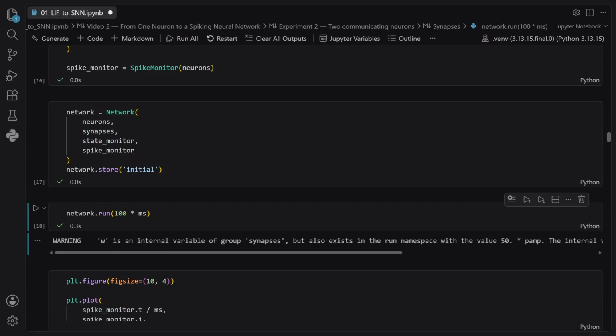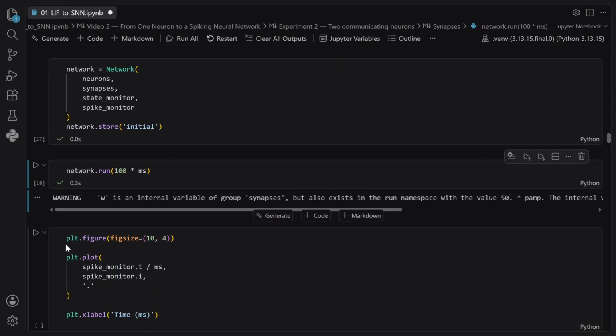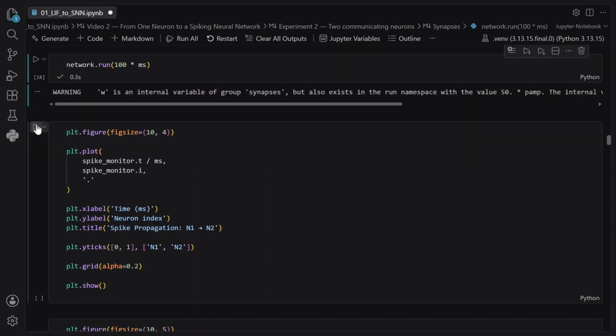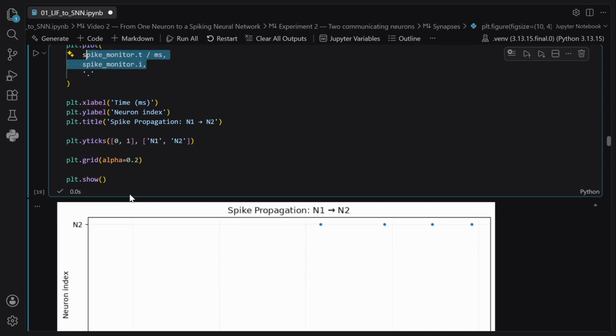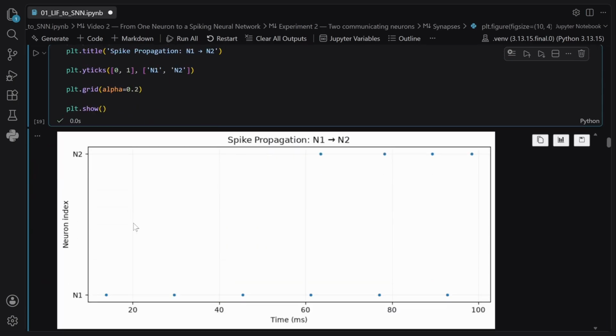It's just telling us which W it's using. Hopefully nothing is wrong. So finally we plot. What are we plotting? Again, we are plotting only spikes at this moment. You can see on the bottom are the spikes from our first neuron, and on the top the spikes from our second neuron. The first neuron is getting constant input.